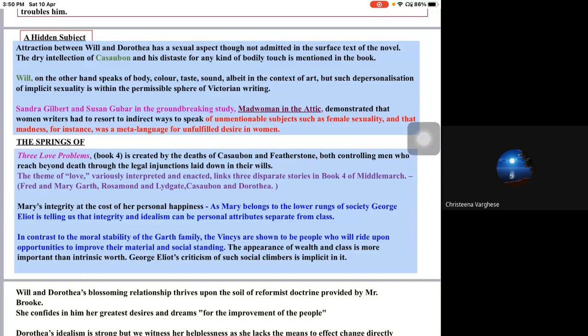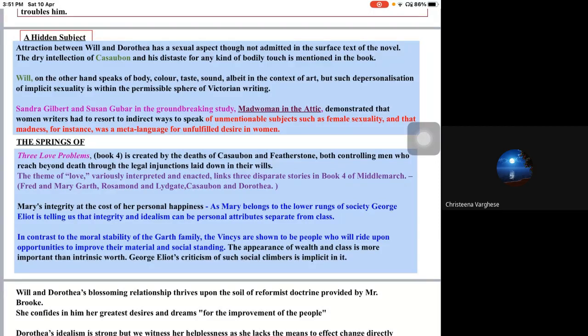So in many of these books, including Wuthering Heights and Jane Eyre, especially in Jane Eyre, you see this madwoman locked up in the attic. Metaphorically speaking, that could be an emblem of repression of the woman's character, of how she is prevented from exploring or writing or speaking about female sexuality. So this madness actually becomes a metalanguage for unfulfilled desire in women.